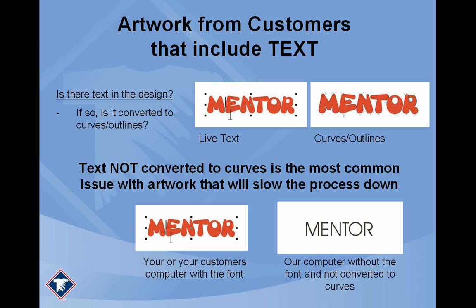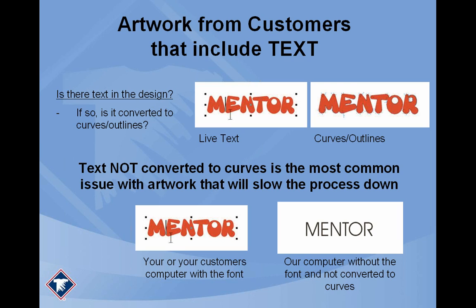So hopefully we'll help you understand what we're talking about. Converting to curves and converting to outlines is terminology in CorelDRAW and Adobe Illustrator. In CorelDRAW, it's called converting to curves. In Adobe Illustrator, it's called converting to outlines. That means how the artwork is being looked at by the computer. If you have not converted to curves or converted to outlines, then when you send us text, we have to have the same font on our computer. If we don't, we're not going to see it.